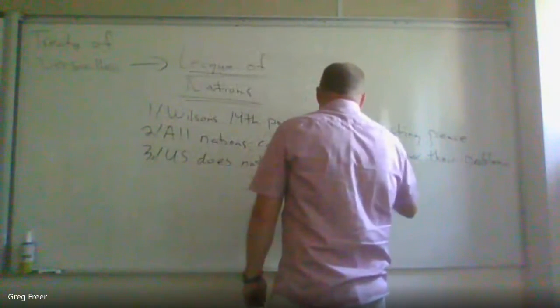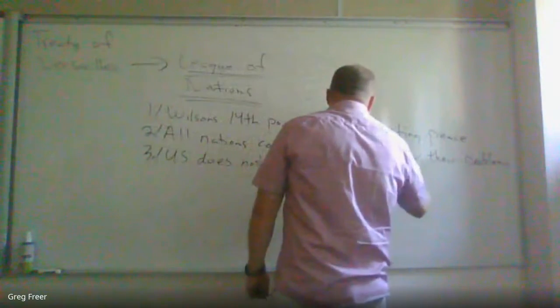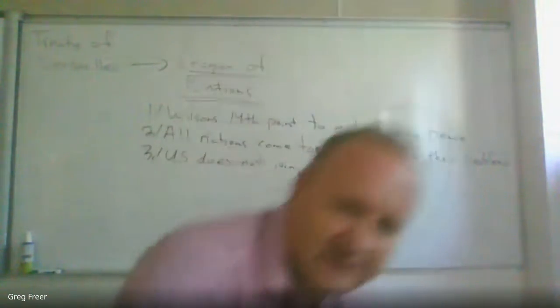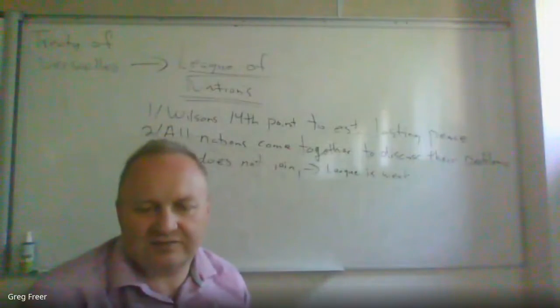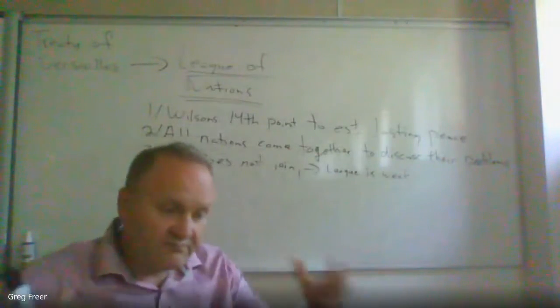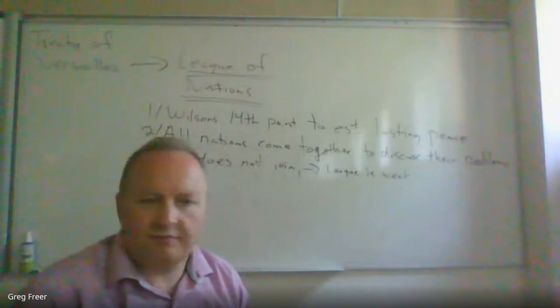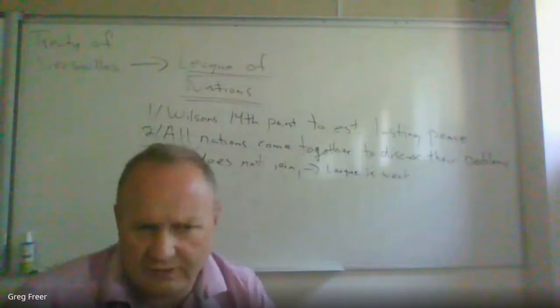And the League is weak. What happens eventually? Because they said, well, what we'll do is we'll discuss things. And then if that still doesn't work and a nation pops out of line, then we'll have the military strength to put them back into their place. But they didn't. The US was out.